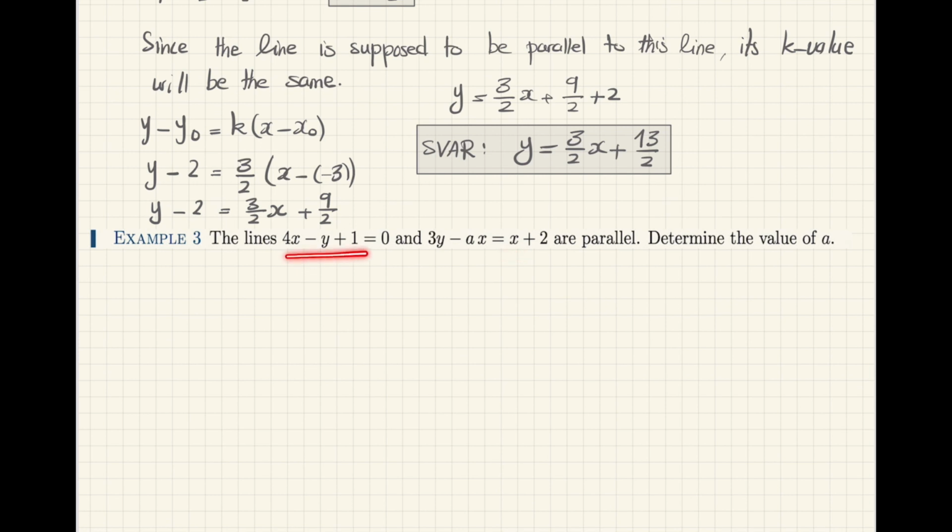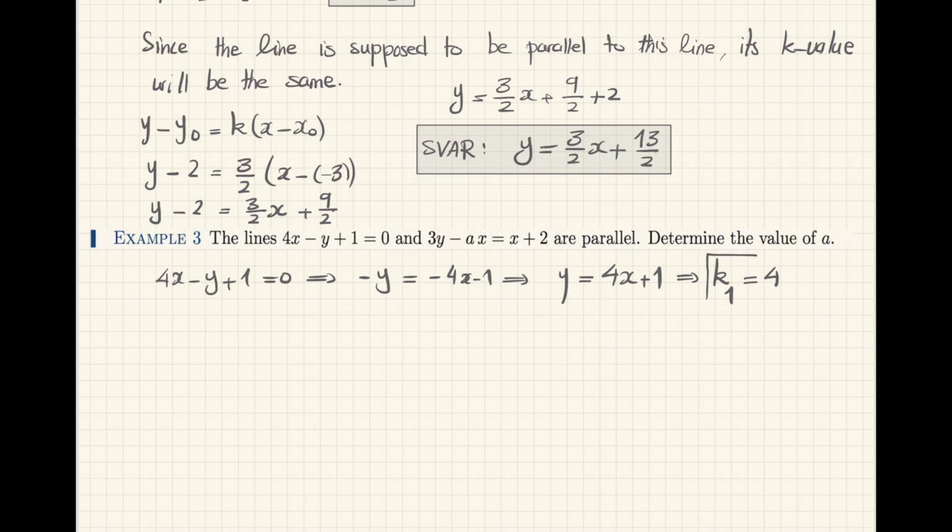Finding the k value of this one is a standard task, so let us do it quickly. I move 4x and 1 to the right, and then I divide. I want to make y alone, so I multiply by a minus sign to get rid of minus y and make it y. On the right hand side it becomes 4x plus 1. So the k value for the first line, k1, is 4.